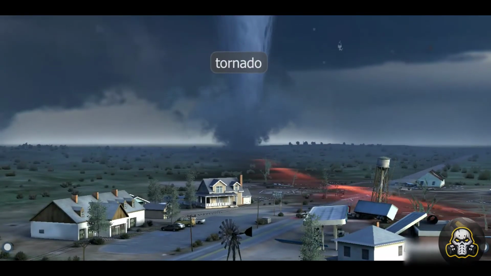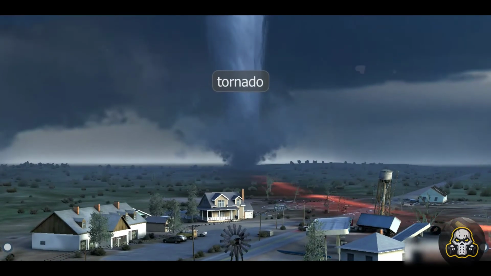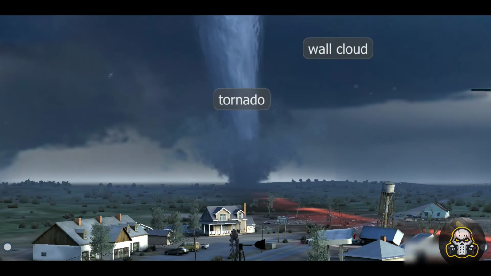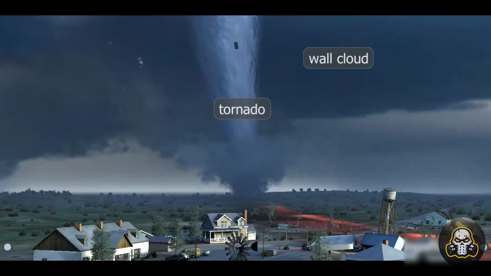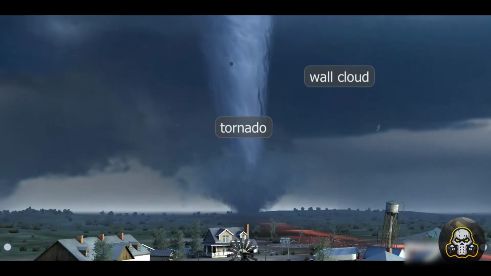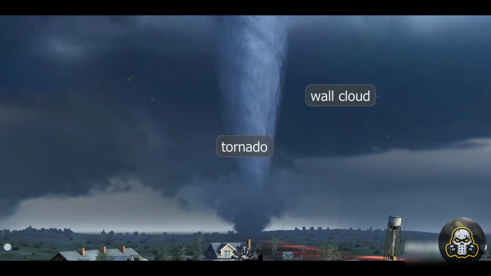Tornadoes are rapidly rotating columns of air that are in contact with both the surface of the Earth and a cumulonimbus cloud. The diameter of tornadoes varies between a few meters and several kilometers. Even though most tornadoes exist for a short period of time, they can be extremely powerful and cause a great deal of damage.